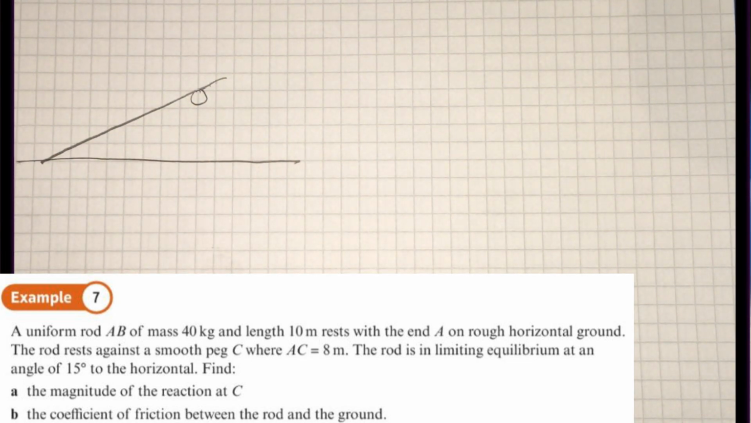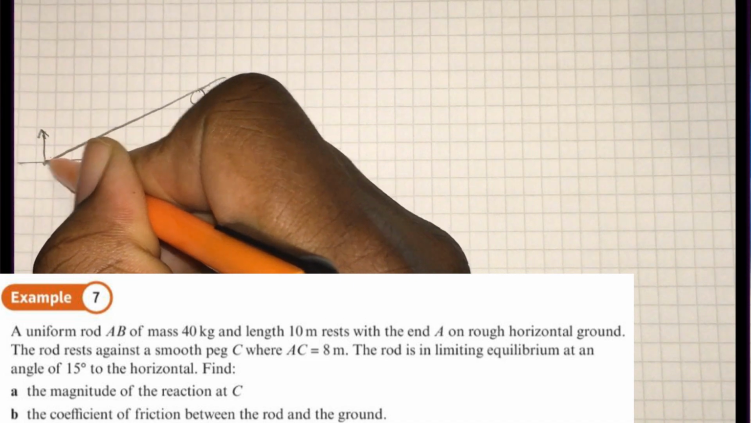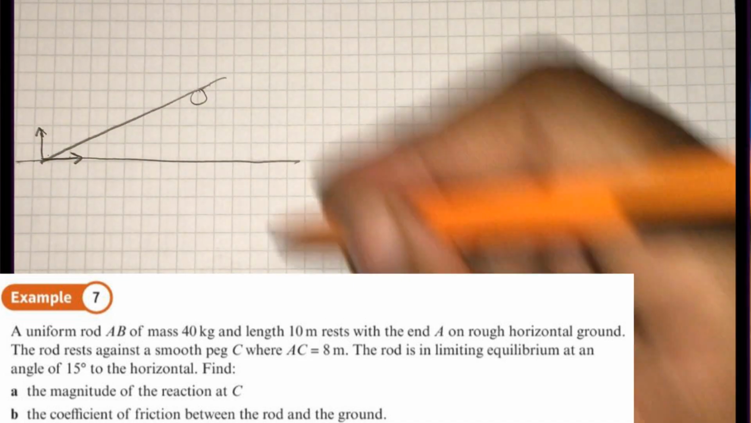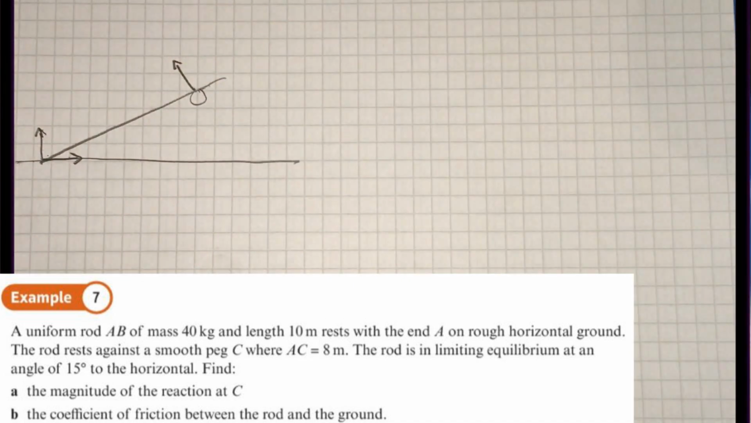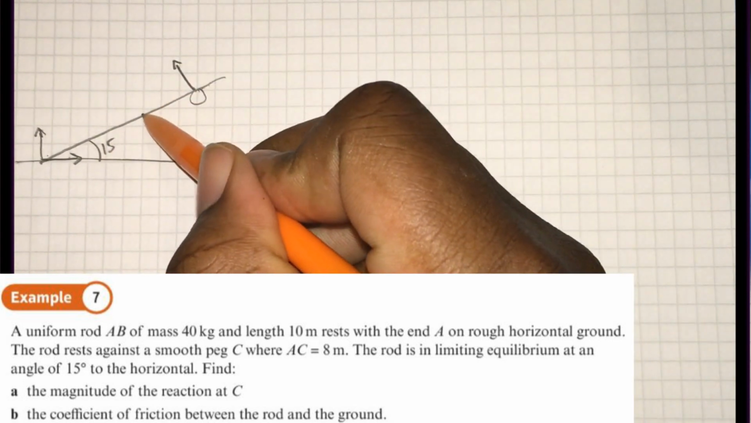Here's the peg. We have rough ground here, so we'll go ahead and add some forces, perpendicular reaction force and friction, and a perpendicular reaction force at the peg as well. Okay, it's a smooth peg, so there's no friction on the peg. If we were told it was a rough peg, we would indeed need to add the friction there. Okay, so let's label up some more.